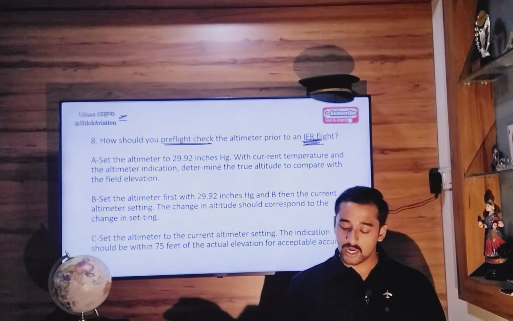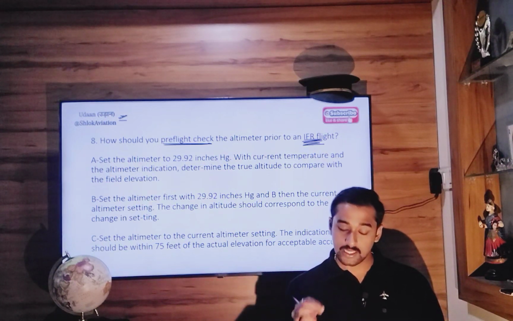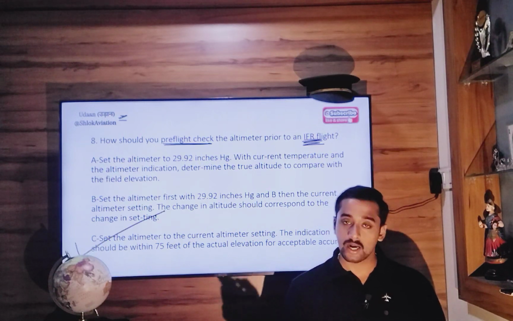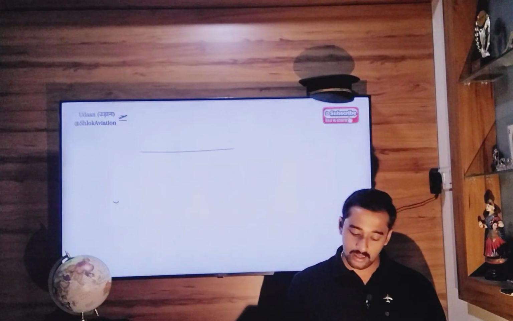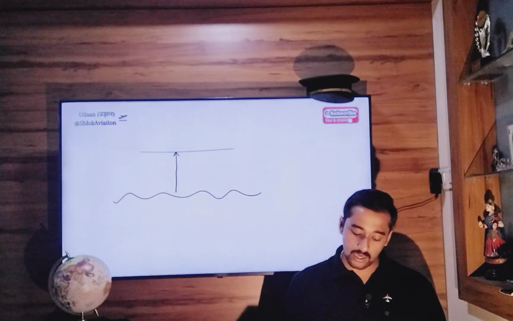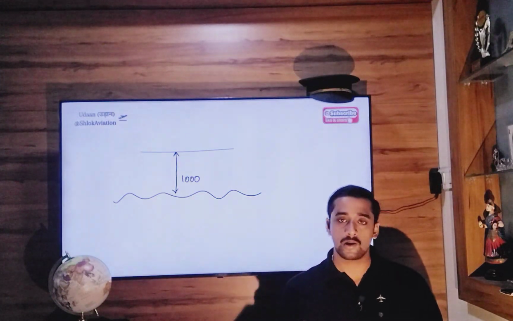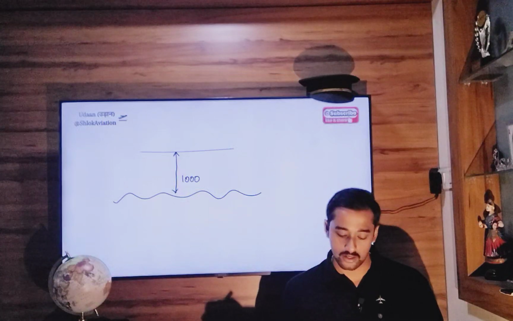Or set the altimeter to the current altimeter setting given by ATC. The indication should be within 75 feet of the actual elevation. So the correct option is option Charlie. Let's say the elevation of your airport is 1000 feet. It will be depicted on your airport diagrams, departure charts, arrival charts, and instrument approach charts.